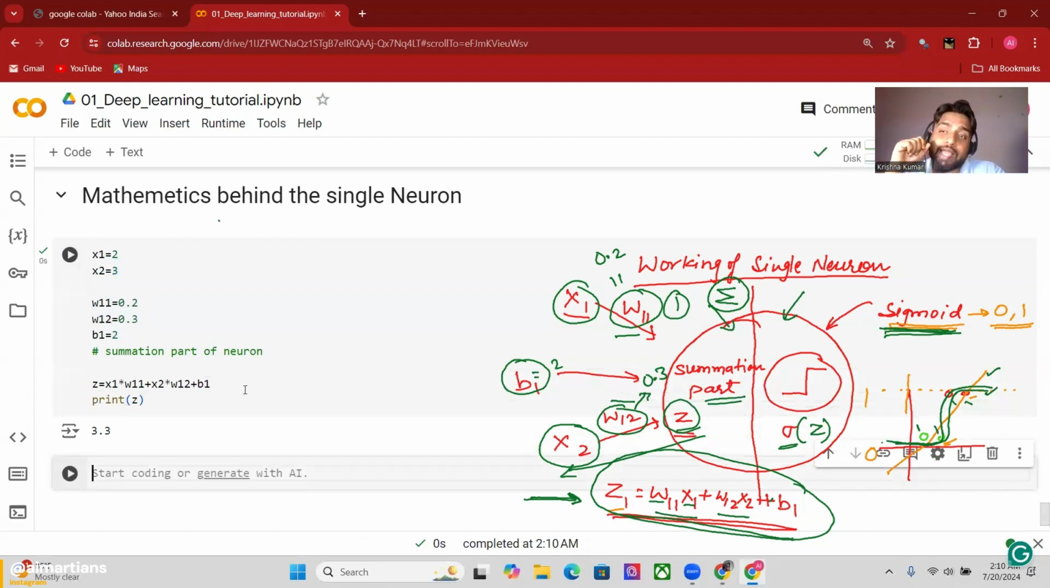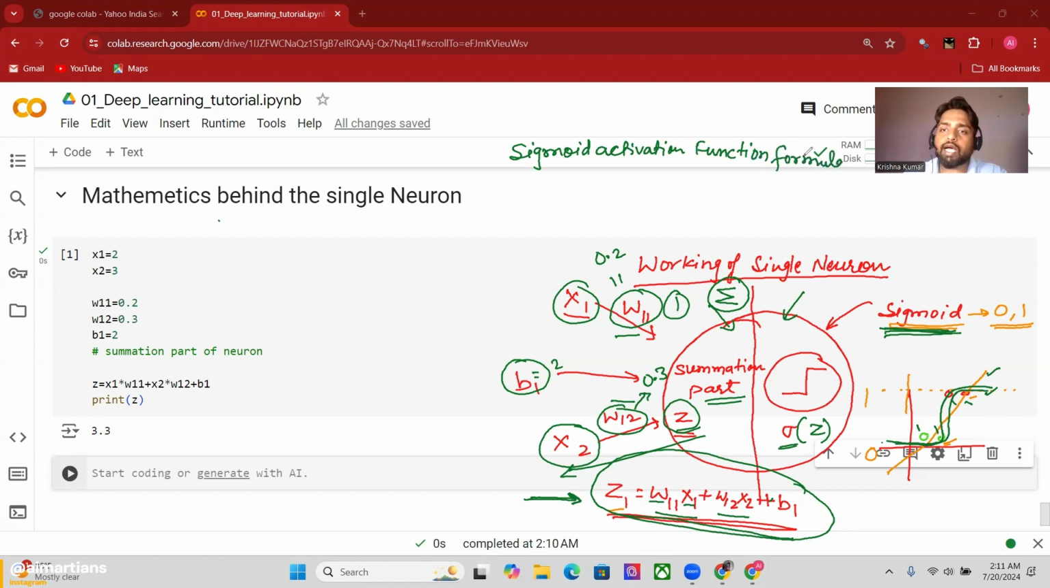Now I want to apply an activation function on this. So before that, I should know what the activation function formula is. In activation functions, we have a lot of them, but I'm talking about the sigmoid activation function. So in the sigmoid activation function, what kind of formula do we have? I have to show you first. So let me mention it here. What is the formula of the sigmoid activation function? Okay, I have to show you.